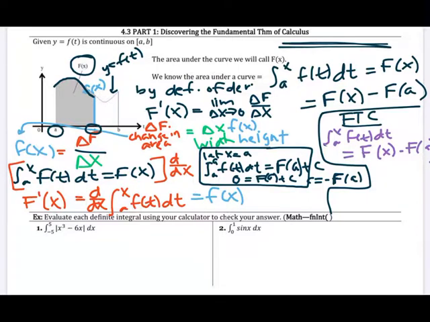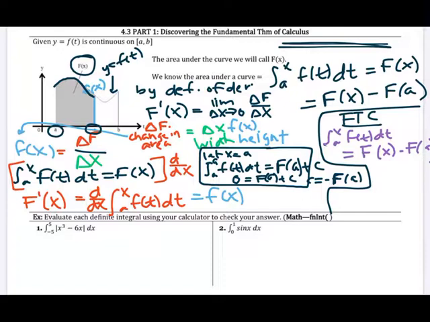That means that you are going to integrate to get capital F of x, meaning to get the antiderivative. Then you're going to evaluate the antiderivative at x, evaluate the antiderivative at a, so evaluate at the upper bound, evaluate at the lower bound, and subtract those two values.